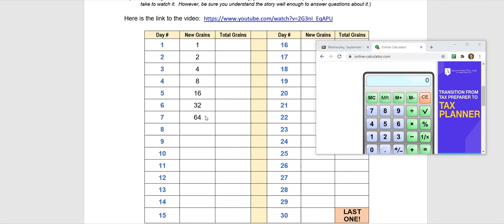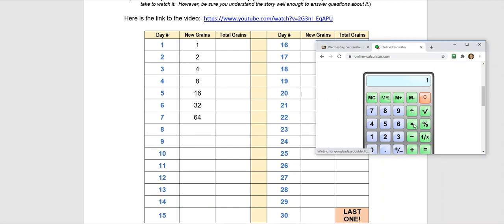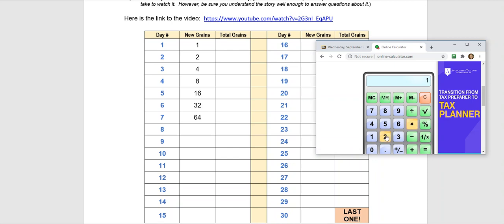Now in this particular video, the gift is a grain of rice. So on day 1, the character in the story is given 1 grain of rice. On day 2, she gets 2 times 1, or 2. Let me put that in the calculator. I know you don't need a calculator for this, but 1 times 2 equals 2. And then all I have to do on my calculator is times 2 equals 4, times 2 equals 8.